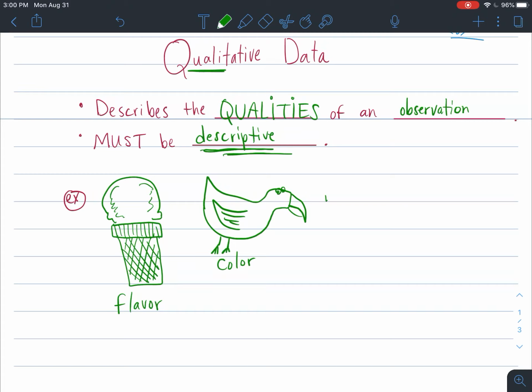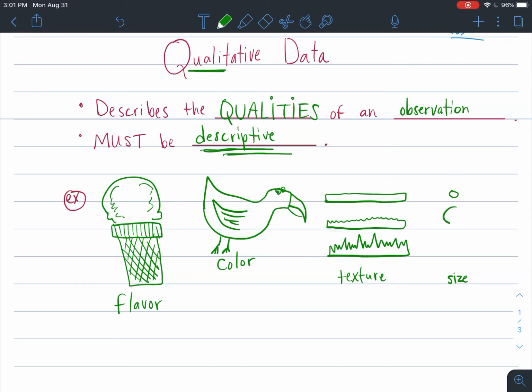Another example of how we could use descriptors or qualities about something is if we were to describe the texture of something. So maybe something's really smooth, or maybe it's just a little rough, or maybe there's a lot of friction and it's really spiky. So each of these could be described using texture as a quality. And another one that we could use would be size. Oftentimes, we don't ask somebody how long their arms are or how tall their torso is. We say, hey, do you wear small, medium, or large t-shirts? We use size descriptors to discuss the qualitative aspects of our clothes.